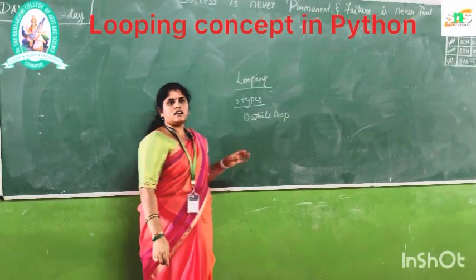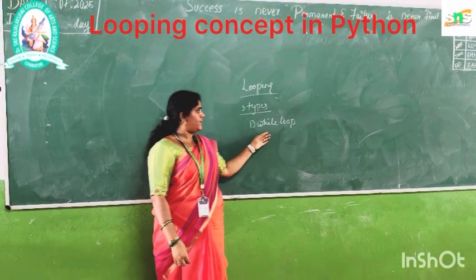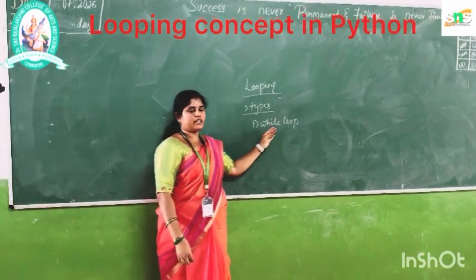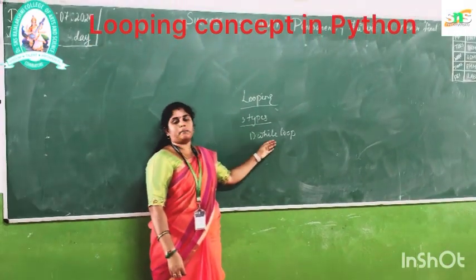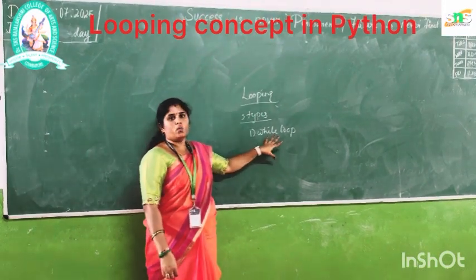So what is the main objective in the while loop? It is entry level checking. On entering the loop, we check the condition. If the condition is true, then only the particular block of statements will be executed. That is the main concept of the while statement.